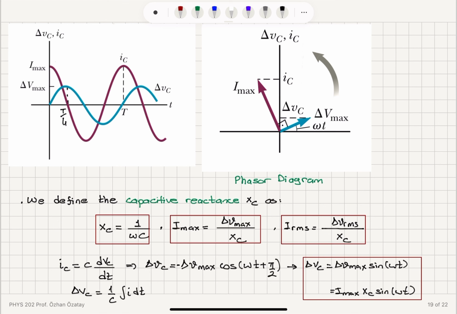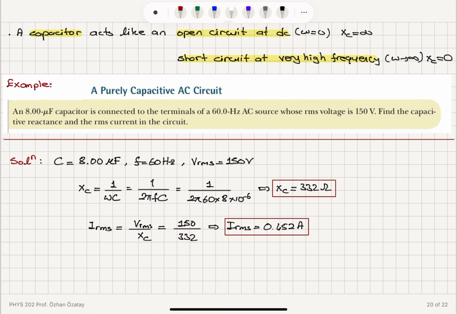And maximum current and RMS current are linked to the maximum voltage and RMS voltage, analogous to the resistor, where we replace the resistance by this frequency-dependent resistance, the capacitive reactance, X_C. And here's a numerical example where we have an 8 microfarad capacitor connected to an AC source oscillating at 60 Hertz with 150 volts RMS voltage. We can calculate the capacitive reactance as 1 over omega C, where omega is 2 pi f, and I RMS as V RMS over X_C.